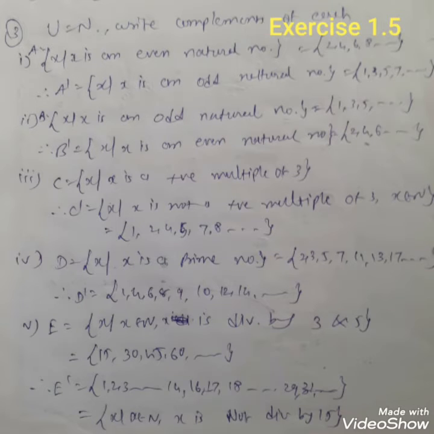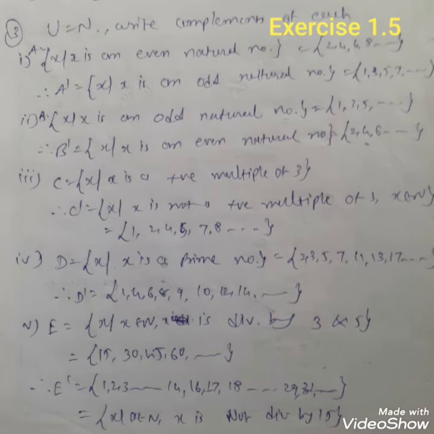more elements. Then the next one is set E, where x such that x belongs to N and x is divisible by 3 and 5. It means 3 and 5, so numbers divisible by 15. So set E contains the elements 15, 30, 45, 60 and so on. So its complement is x such that x belongs to N, and here we say that x is not divisible by 15. So the elements are 1, 2, 3, 4 up to 14, 16, 17, 18 up to 29, 31, 32 up to 44 and so on.